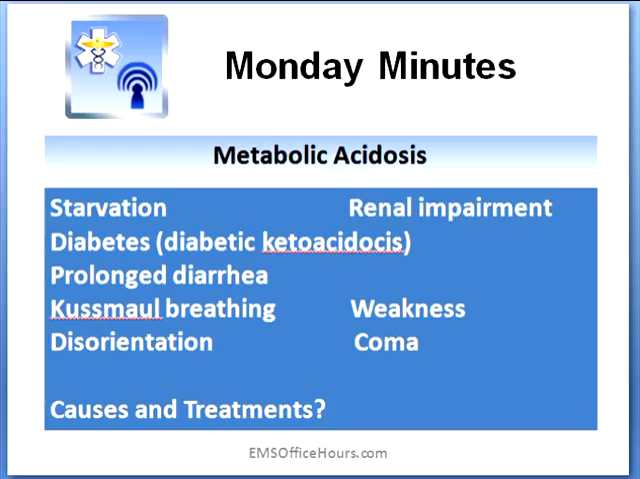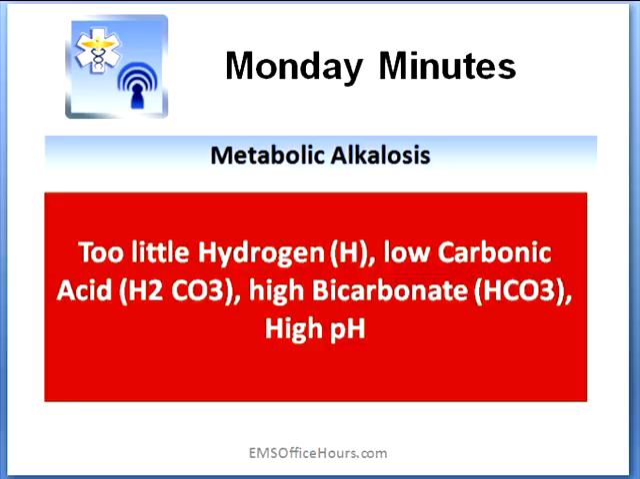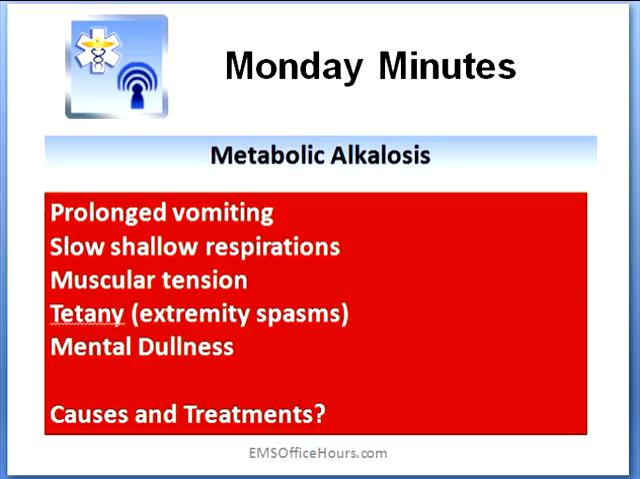Now we talk about metabolic alkalosis. This is that too little hydrogen, low carbonic acid, and your high bicarbonate, your high pH. Again, I know it's hard to recall the highs and the lows, and I'm hoping that we can tie this in at the end and help you understand a little bit more. So this is the alkalosis, right? The high bicarb and the high pH. And what type of patients are you going to see with this? The signs and symptoms: things like prolonged vomiting, slow, shallow respirations, extremity spasms or tetany, muscular tension, and again, mental dullness going on.